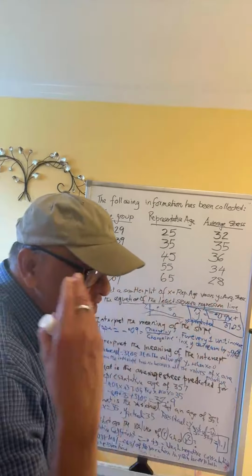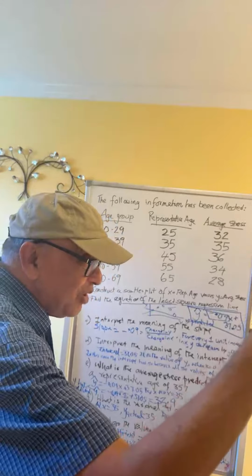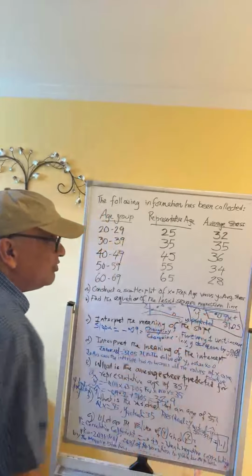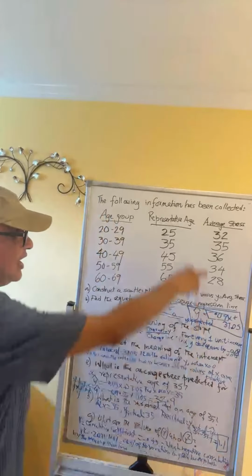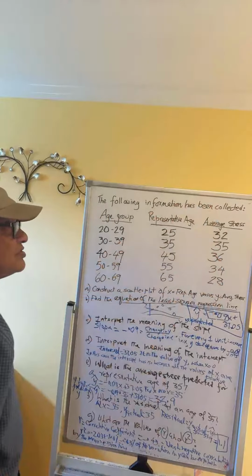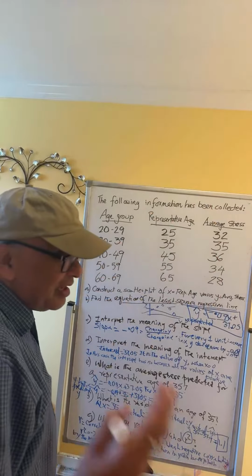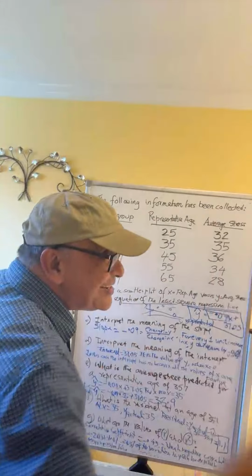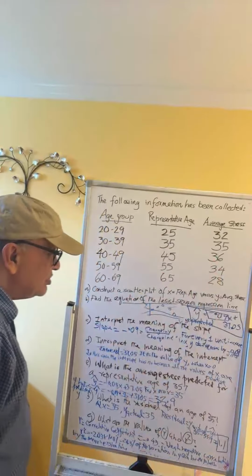The slope means for every 1 unit increase in x, y is decreasing by 0.09. Why is it decreasing? Because it's going down the hill. As you can see from the data, as people's age increases, their stress level goes down. This is very practical because as people get older and older, they retire from their stressful job, and therefore their stress level also goes down.